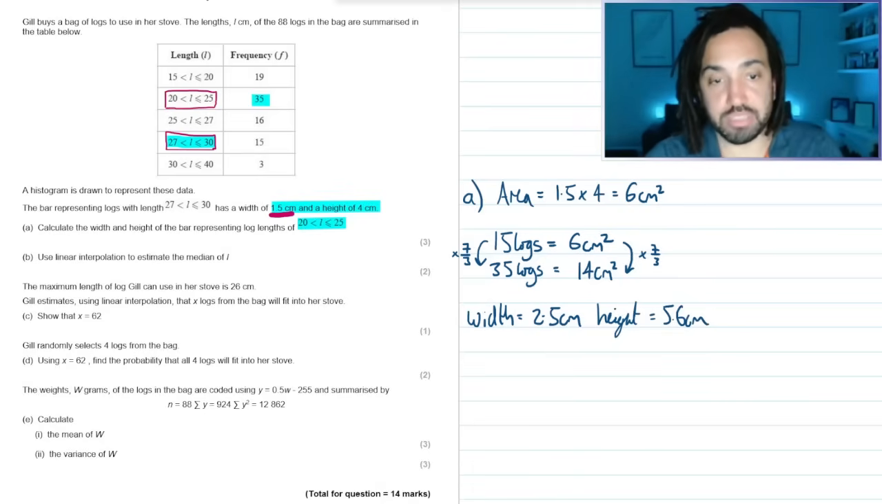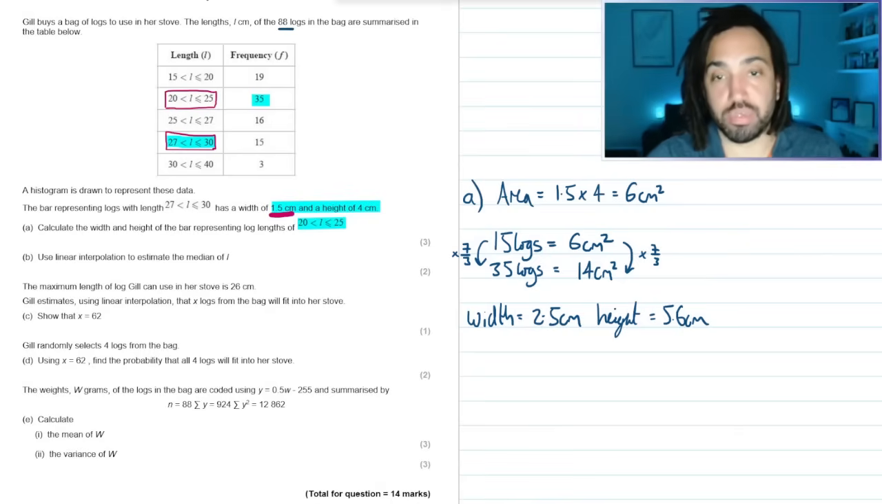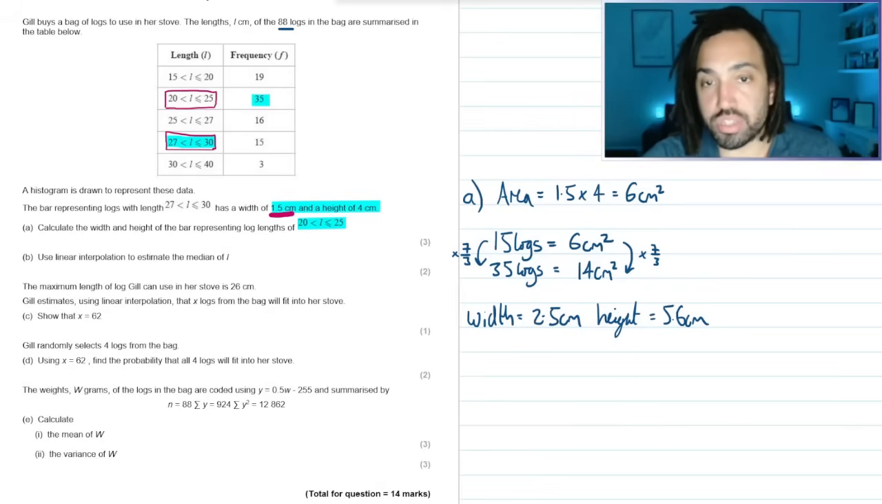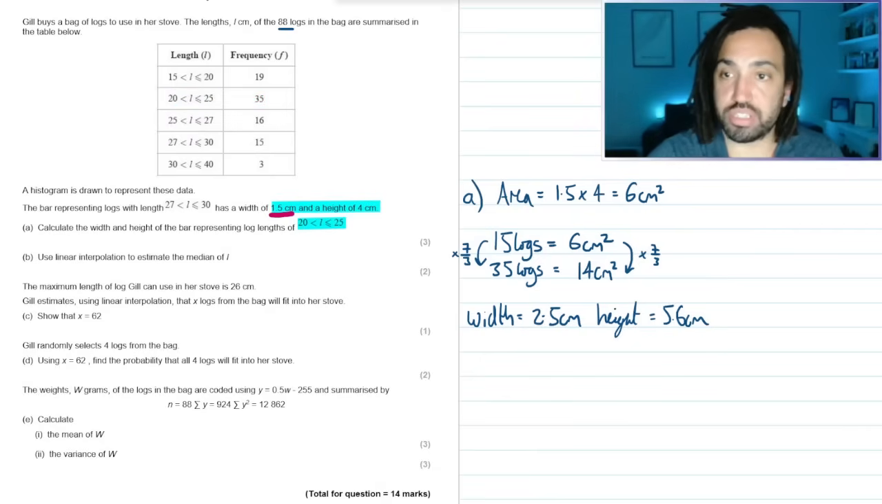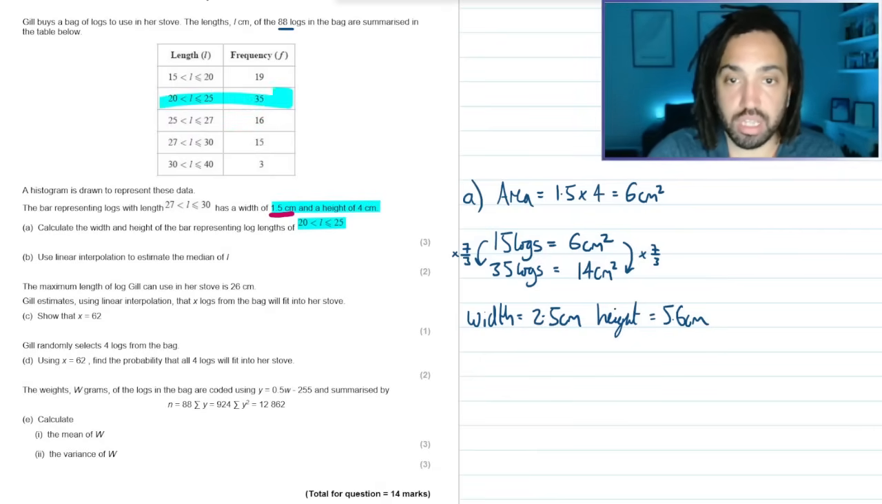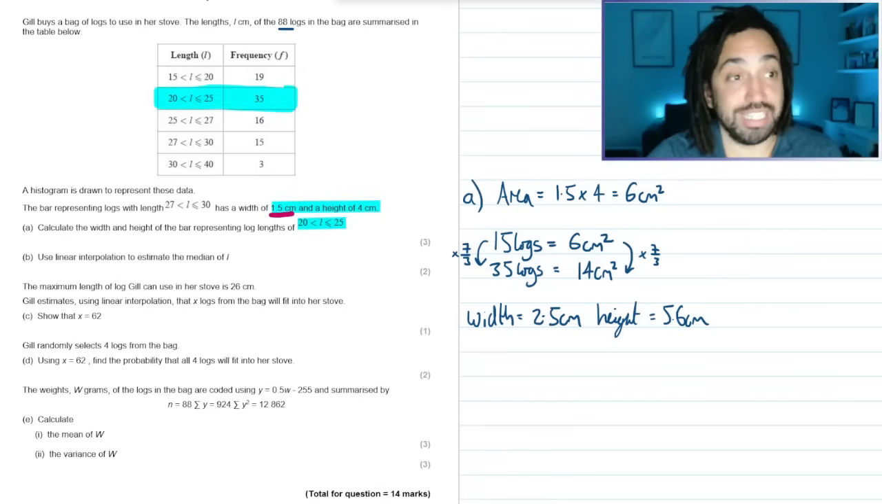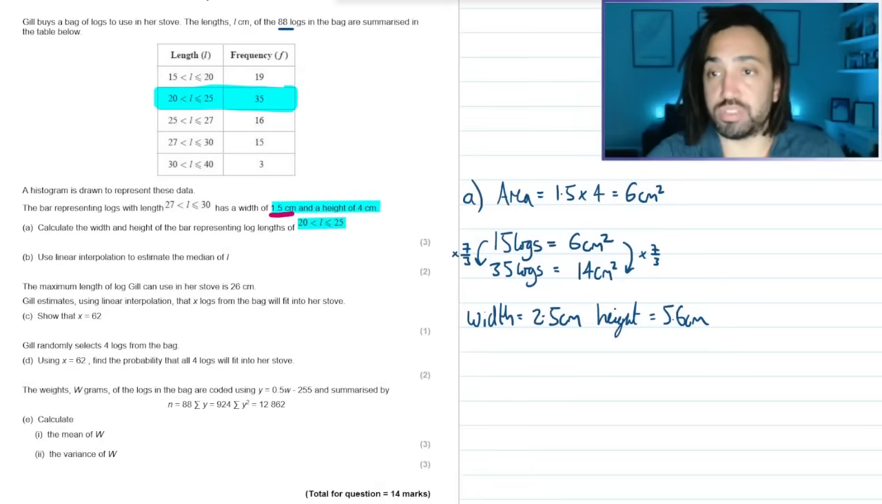Okay, now it says use linear interpolation to estimate the median of L. Well, we know that there are 88 logs in total. So we are looking for the 44th log. That will be the middle one. So that will occur in this row, because we've got the first 19, and then if I add on 35, that's going to take me past 44. So I know that the 44th log is in that row.